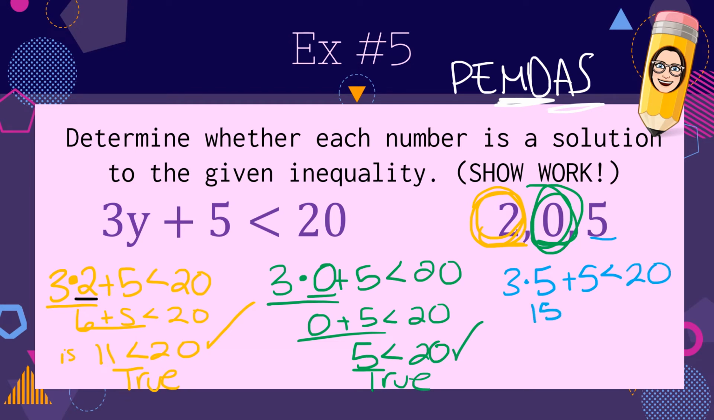3 times 5 is 15. 15 plus 5 is 20. Is 20 less than 20? No. So first of all, you can write the word false. You can put a slash through the symbol like nope, not true, or you can put an X through the number. But I need some notification that you understand that is not true.